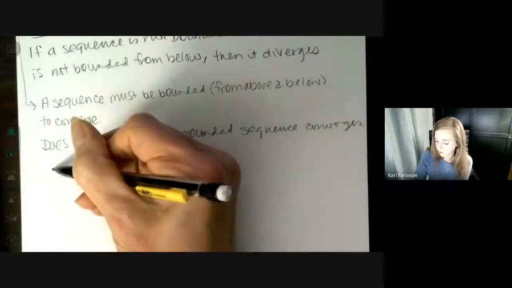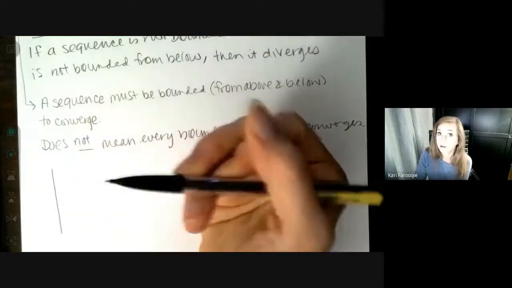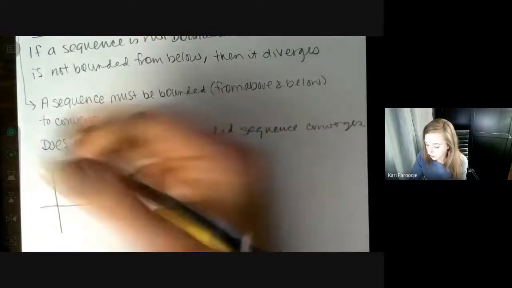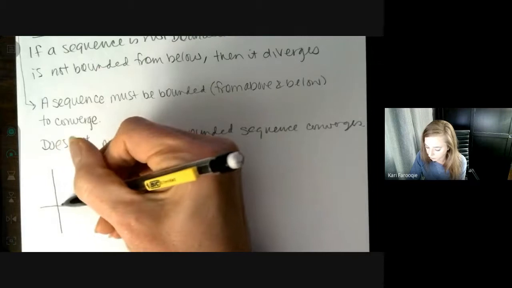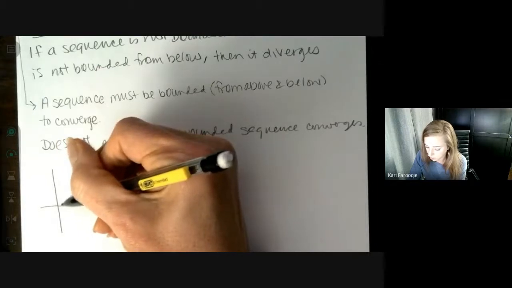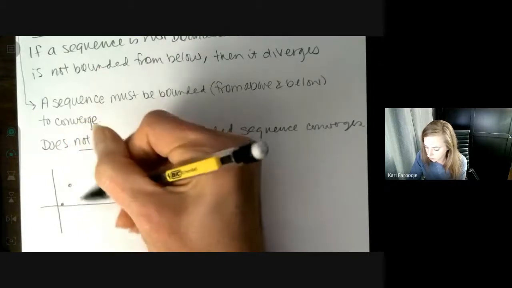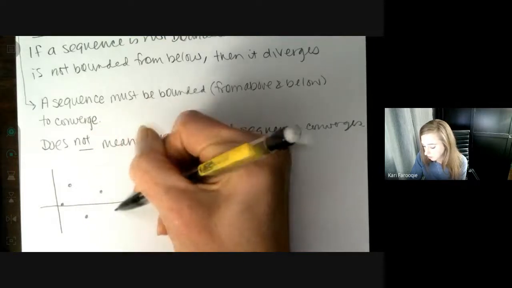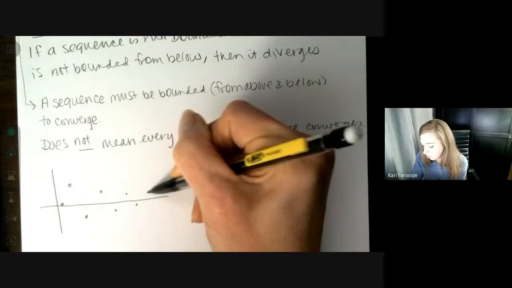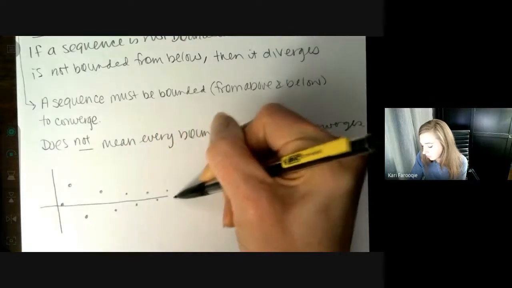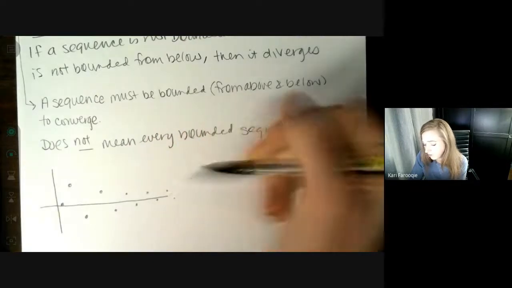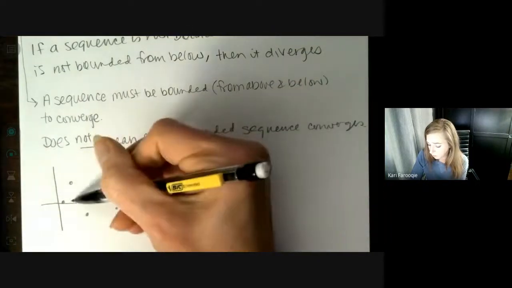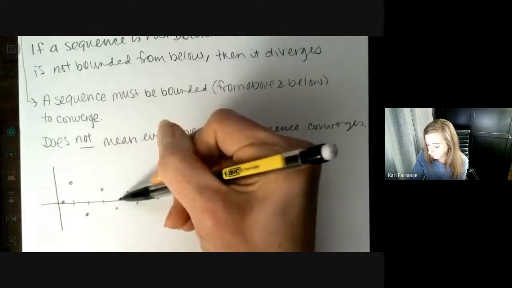So if I'm thinking about, for instance, looking at a bounded sequence, I might be looking at something like this, where I start out here at n equals 1. My values start out maybe oscillating, but they get closer and closer to the x-axis. So the values get closer and closer to 0. So this would be an example of what a bounded sequence would look like.